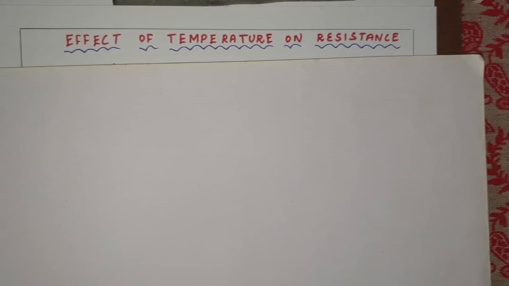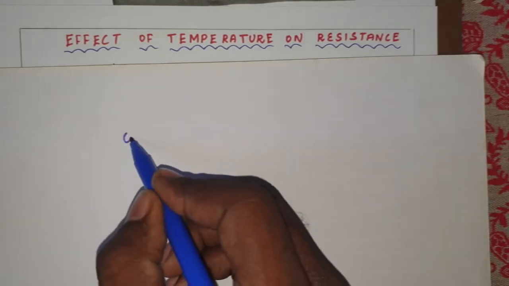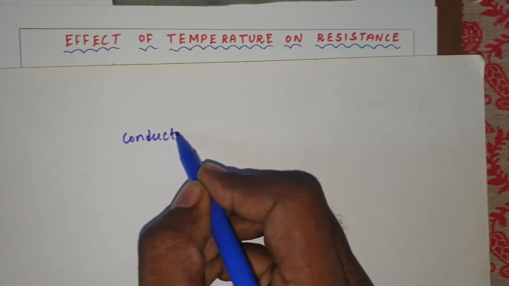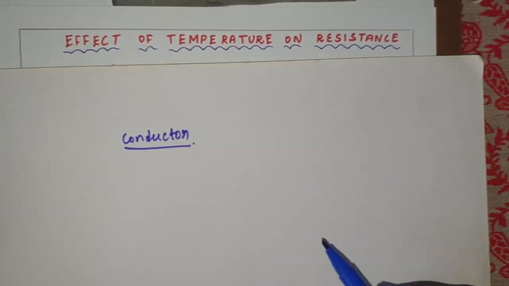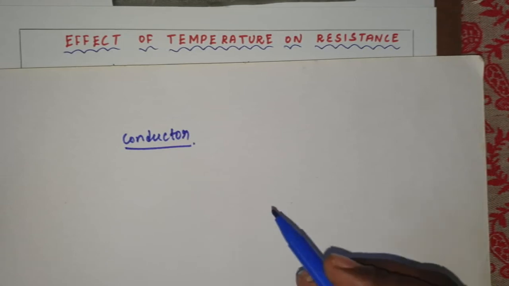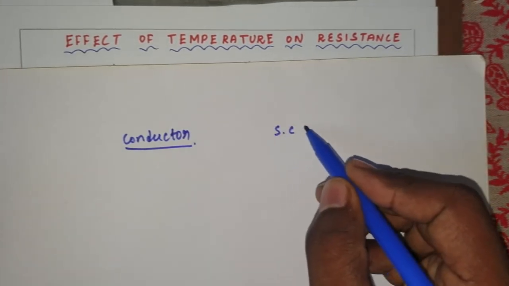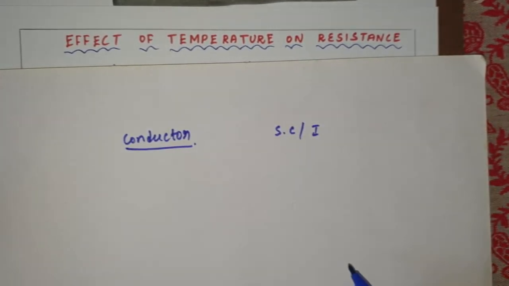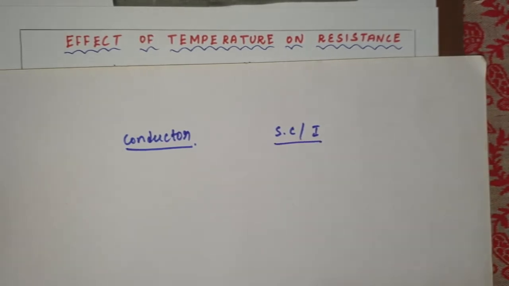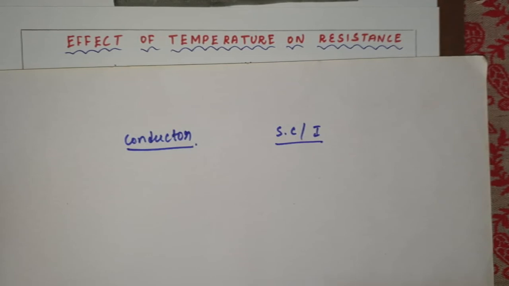There are two effects, based upon conductors and semiconductors or insulators. If you take conductors, they will be in one group. That means in conductors, when you increase the temperature, the resistance also increases. But in the case of semiconductors and insulators, there will be a decrease in resistance when we increase the temperature.